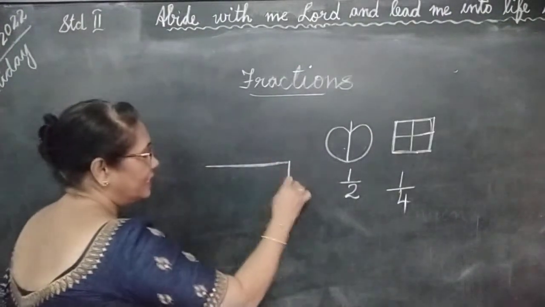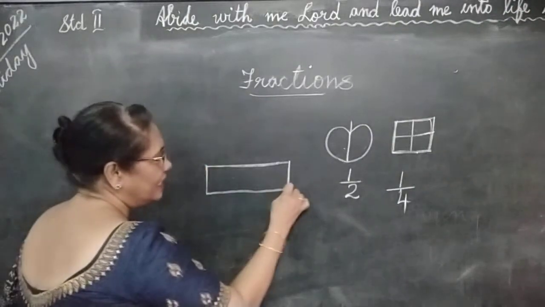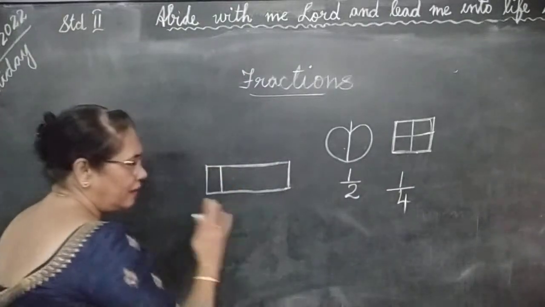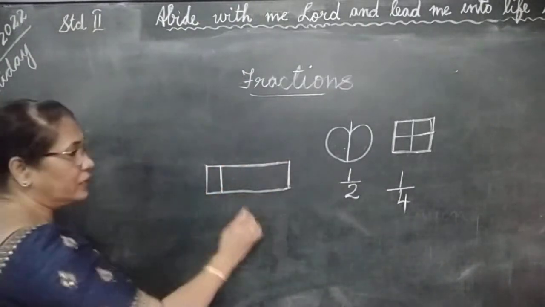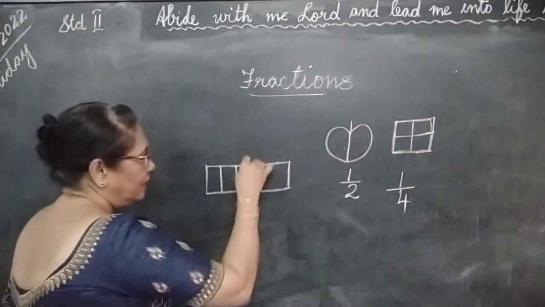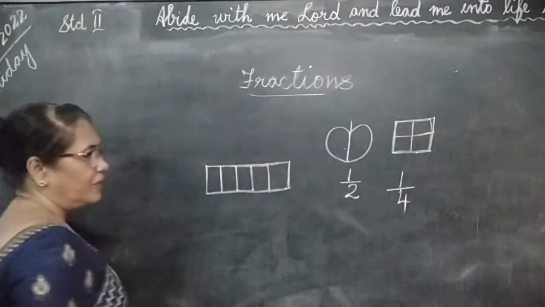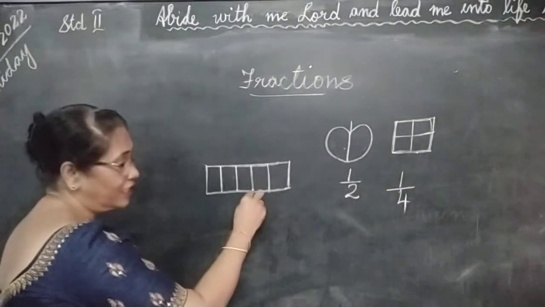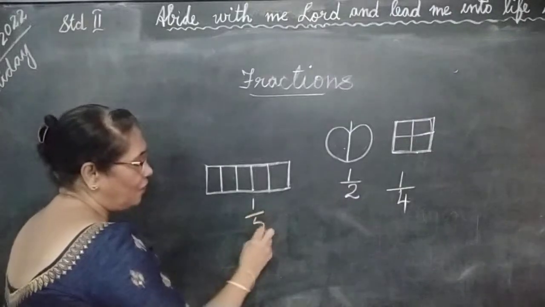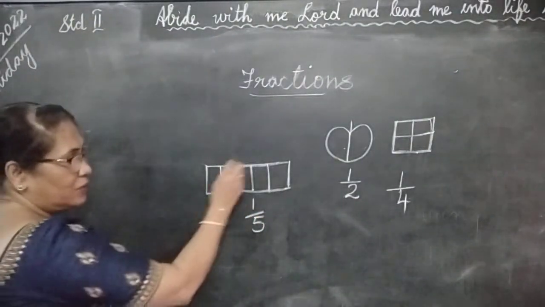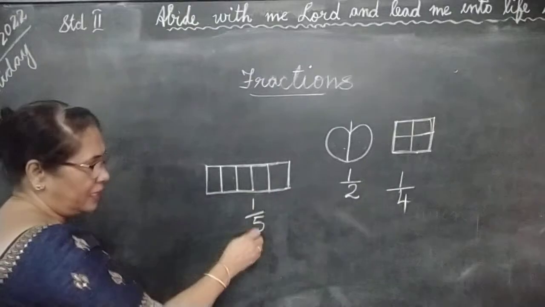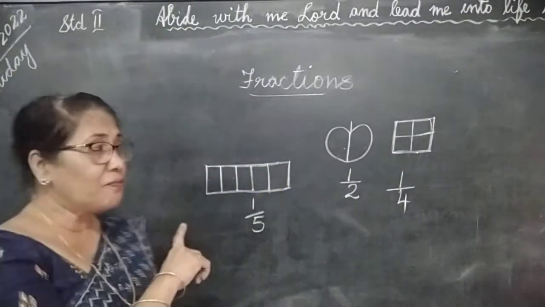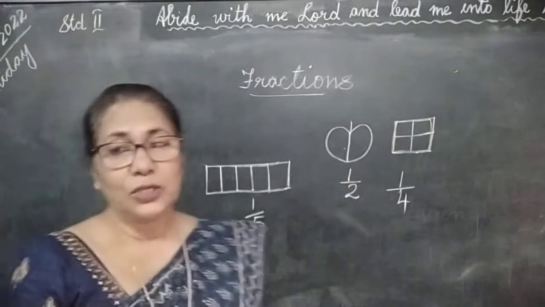Now I am going to draw one more. This is a rectangle. This is the whole thing. I am going to divide this into 5. So what will be the fraction for this? 1/5. Yes. That means this one whole we have made into how many parts? 5 parts. So keep your book open.